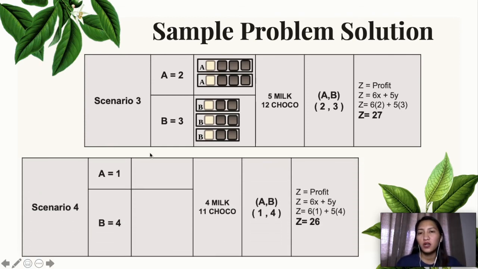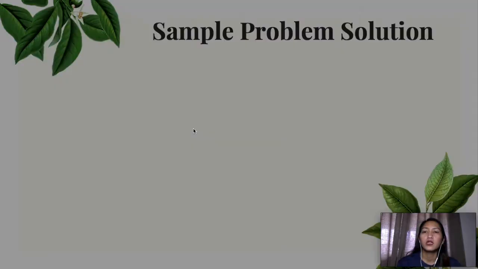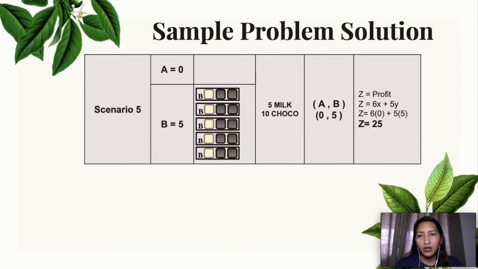In our fourth scenario, ang pwede naman natin gawin ay pwede naman na isa lamang na A at 4 na B. So, the total number of raw materials that we used are 4 milk and 11 choco. So, kung isang A at 4 na B, ang profit mo ay 6 times 1 plus 5 times 4. That is equivalent to 26 pesos. So, mas mataas pa rin kung dalawang A at tatlong B. Right? So, meron pang panglimang scenario.